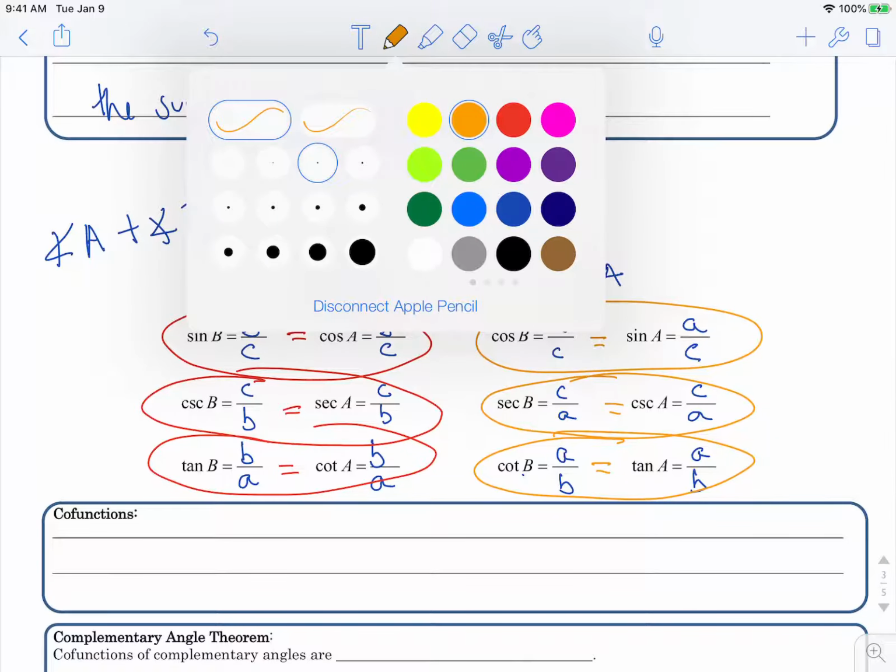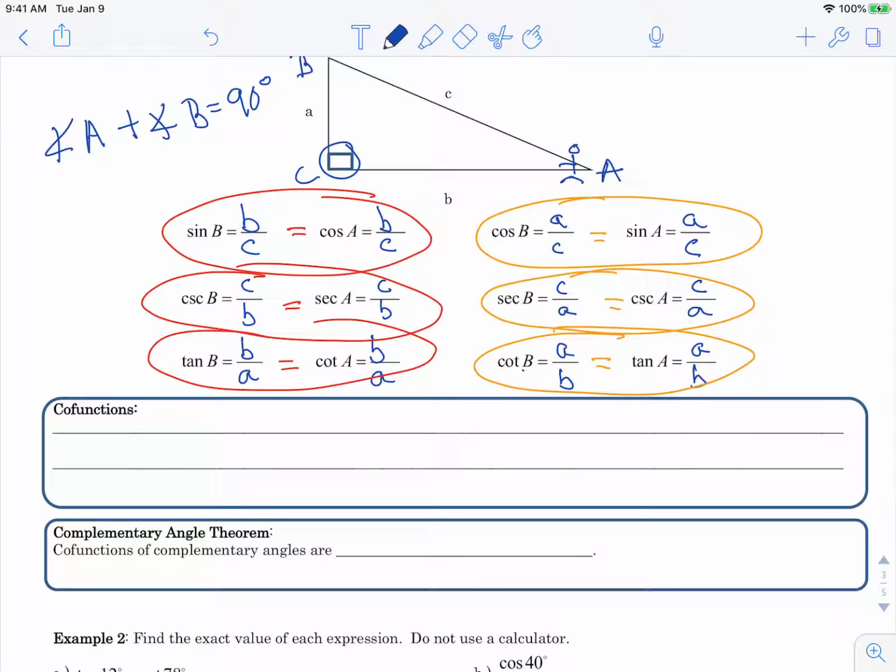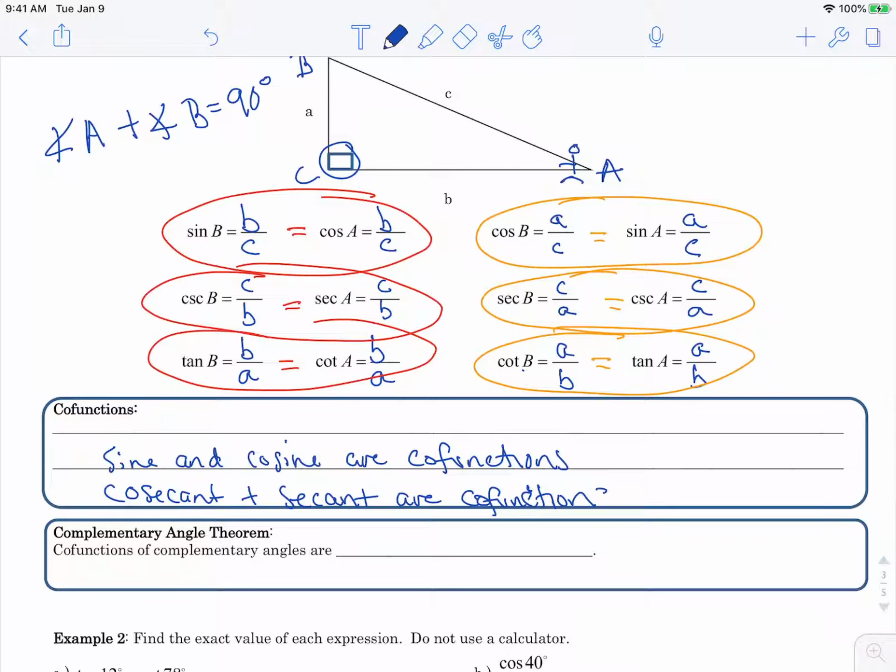Well, we see a pattern. So we're going to go ahead and give this a name. The ones that are paired up are known as cofunctions. So sine and cosine are cofunctions. And I'm going to make more sense of this in a second. Cosecant and secant are cofunctions. And cotangent and tangent are cofunctions.